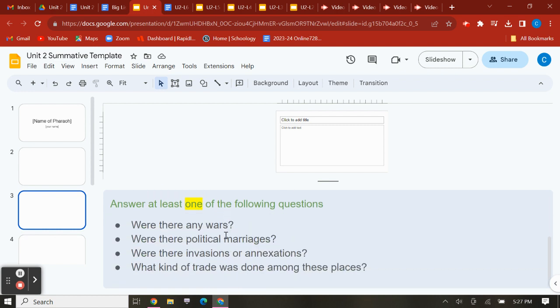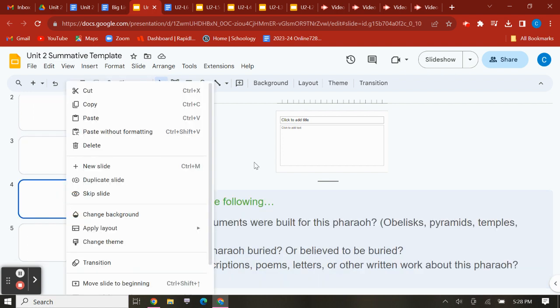Then after you answer that question, you're just going to choose one of these to answer as well. So were there any wars? Were there any political marriages? Were there invasions or annexations? And what kind of trade was done among these places?